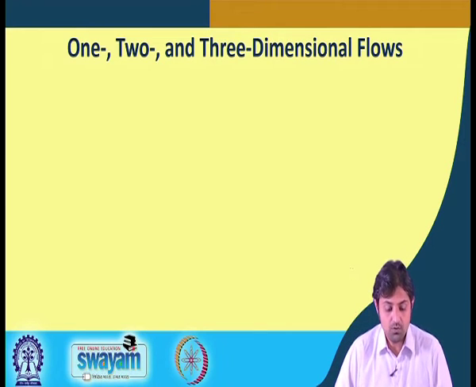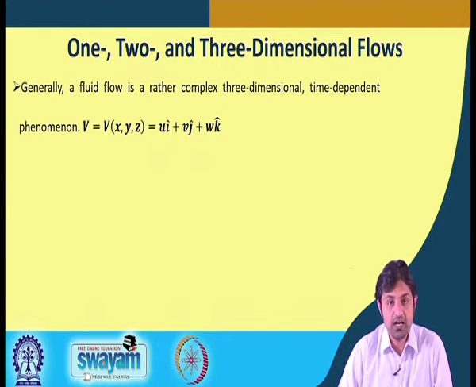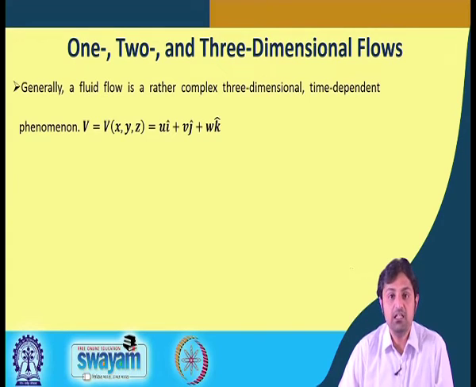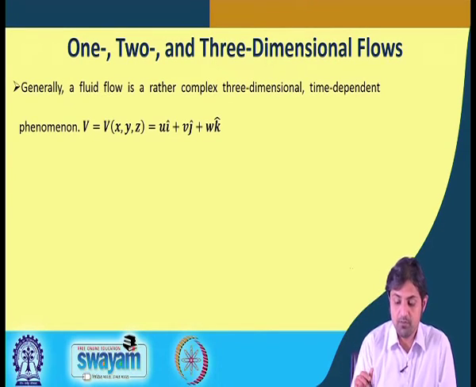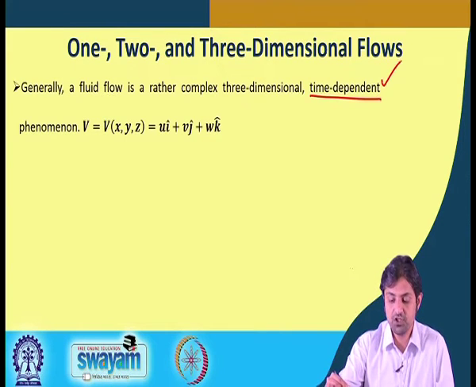So, talking about 1, 2 and 3 dimensional flows. Generally, a fluid flow is a rather complex, 3 dimensional and time dependent phenomenon. Any fluid flow in real life is all three. It is complex, 3 dimensional and time dependent. That means the velocity will be a function of time. It will have a velocity component. So this is time dependent, meaning as a function of time.